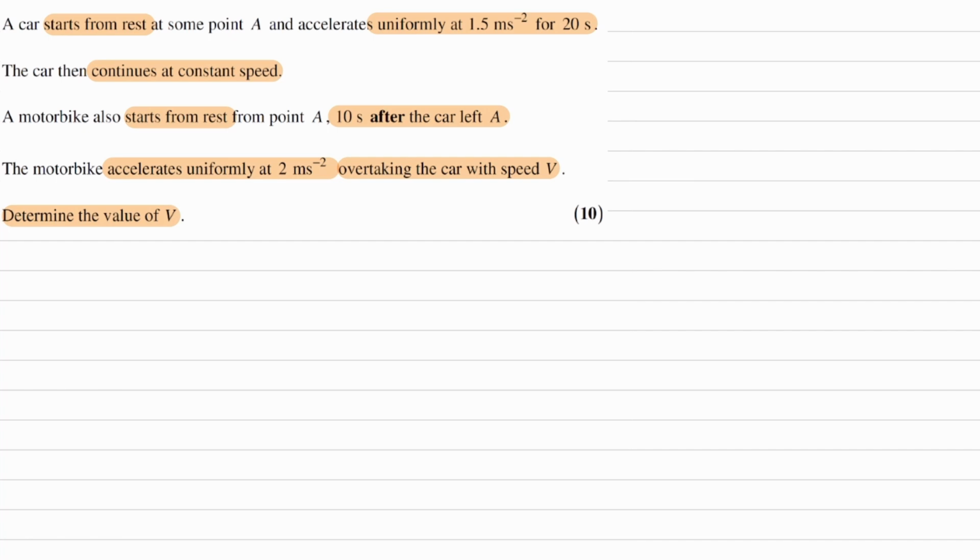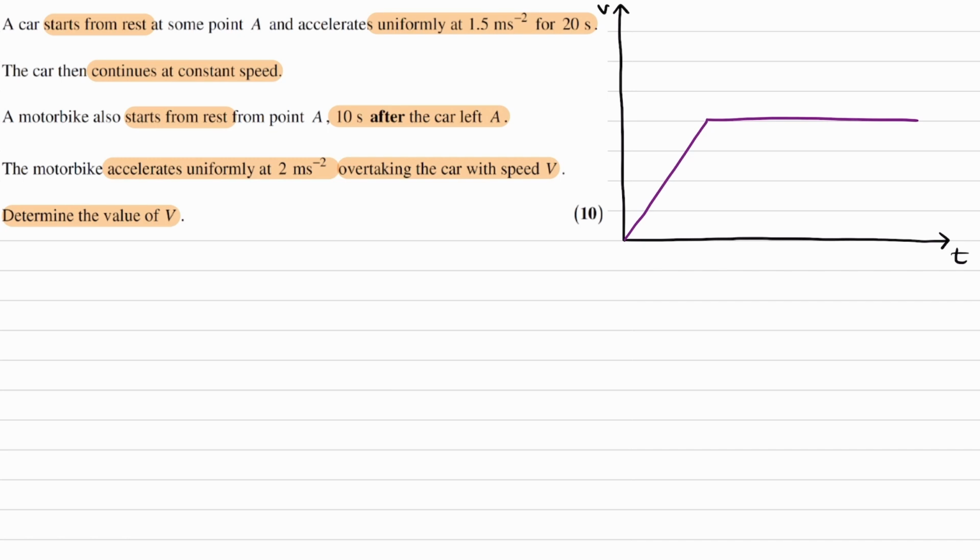Okay, so let's represent this on a velocity time graph. We'll start with the car. We know the car starts from rest, and then it accelerates uniformly at this rate for 20 seconds. So if it's accelerating uniformly, then that means that the gradient of a speed time graph will be constant for those first 20 seconds. So then the graph of the car would look something like this, where this value of time is 20 seconds. We don't know what the final speed of the car is, what this value here is, so we can actually work that out now.